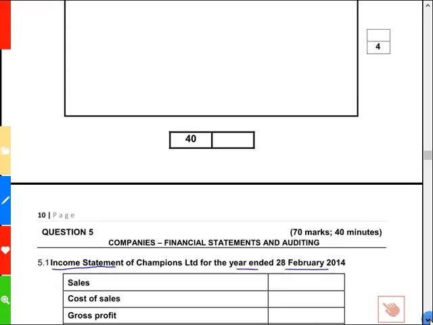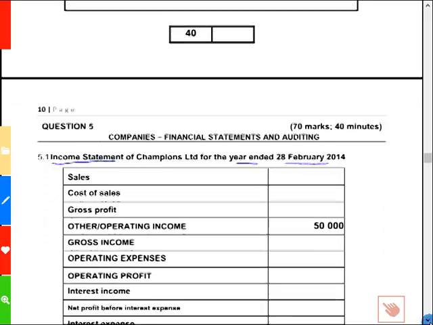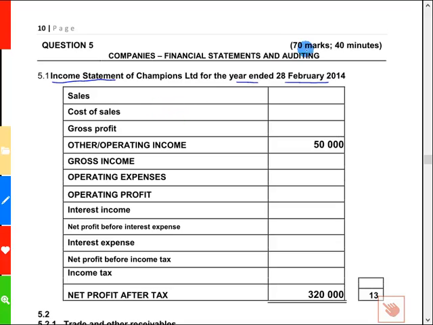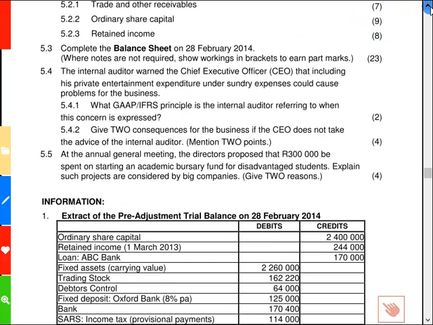That gives us 70 times 0.6. That gives us 40 minutes. Actually, that gives us 42 minutes if you're doing the calculation yourself. Here is our question.